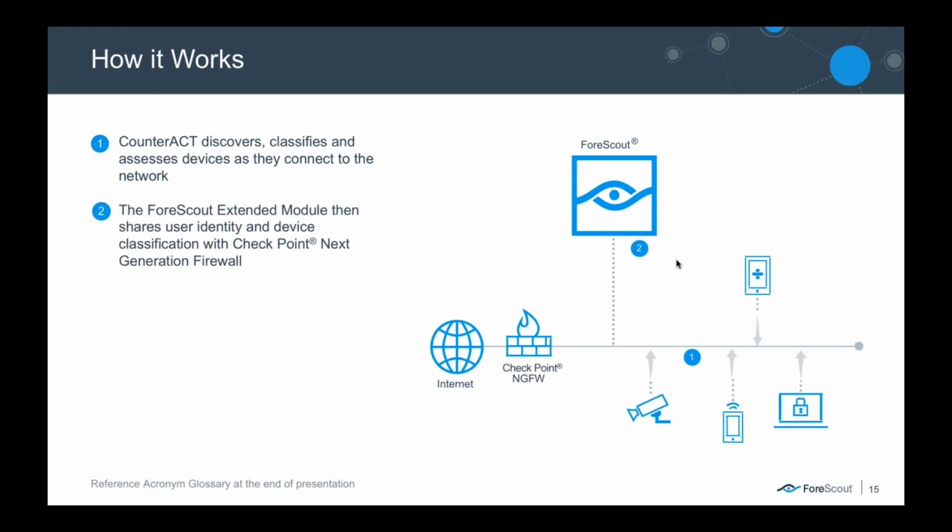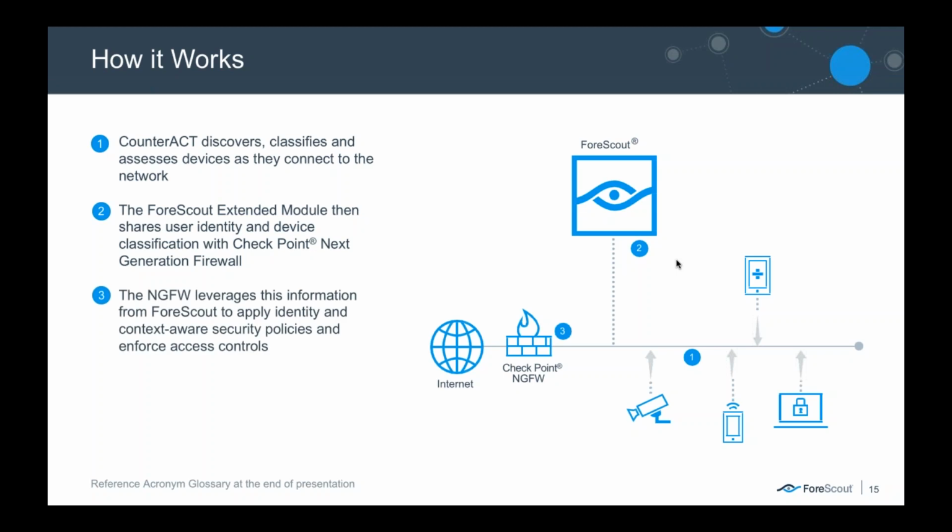We then have some detailed information about that device. We know what kind of a device it is. We know what the user context is. If it's managed, we know about the patch status and the security profile status of that device. If it's an IoT device, we'll be able to categorize that as a medical device or a CCTV camera or a smart TV, etc. And we can send that information through to the next generation firewall. The firewall can then use that information to apply either identity-based or context-based security policies to segment those devices, to give them the access that they need to the network without giving them too much access.